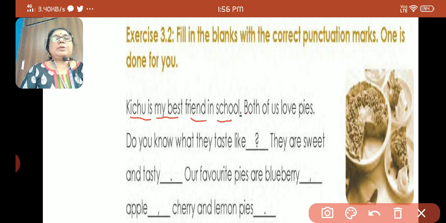There is a full stop. They have already put this for us, right? Both of us love spice. We have to end the sentence with a full stop, right? So that full stop we put.